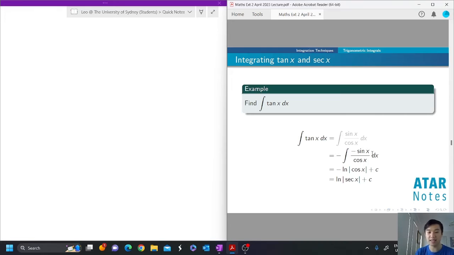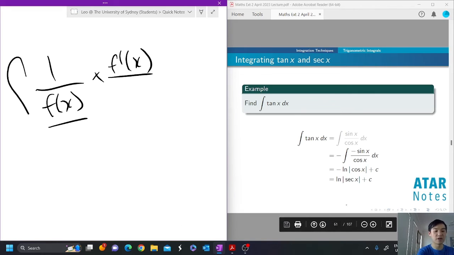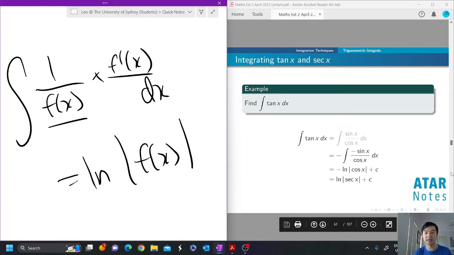And then this is in that beautiful form we love where we've got 1 over f of x, but it's being multiplied with the derivative of the function inside. So when you integrate, this will become ln, absolute value of that function. So it's going to be negative ln, absolute value of cos x, plus c.